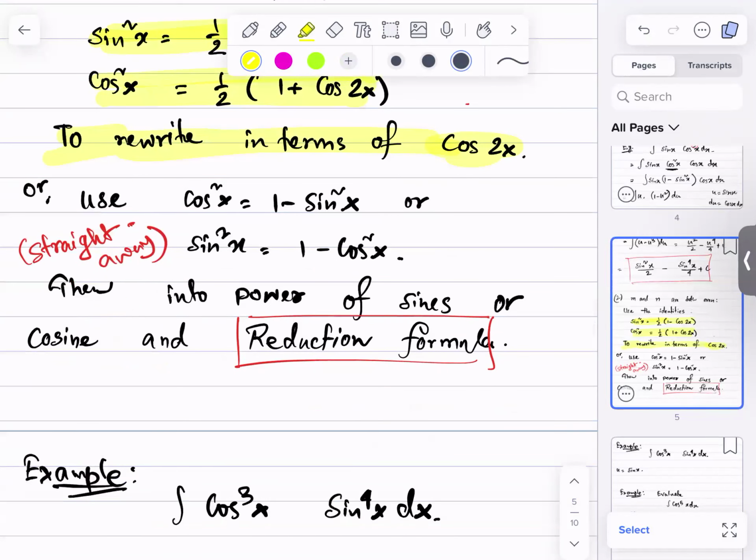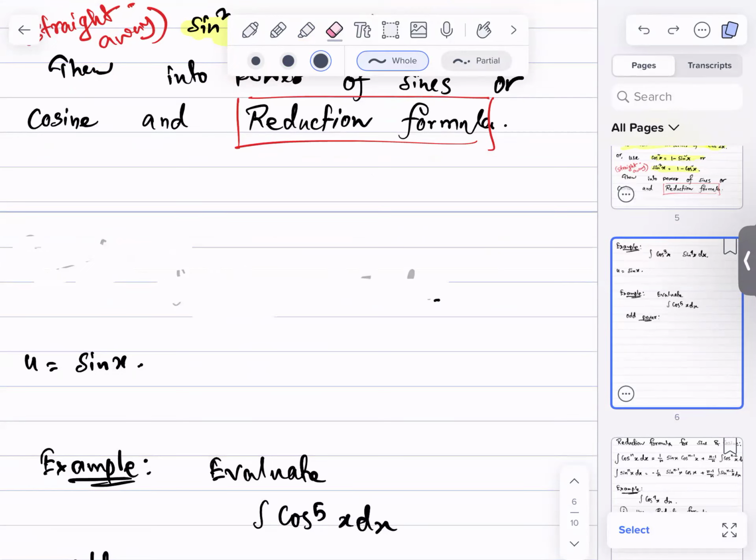And the other way is you will use the other identity of sine and cosine, this too. And then you will convert everything into powers of sines or cosines. At the very end, you will use the reduction formula. I'll come to the reduction formula, what that is, in a while. So let me not do this example because I have already done both of these. And how to apply strategy 1 is done.